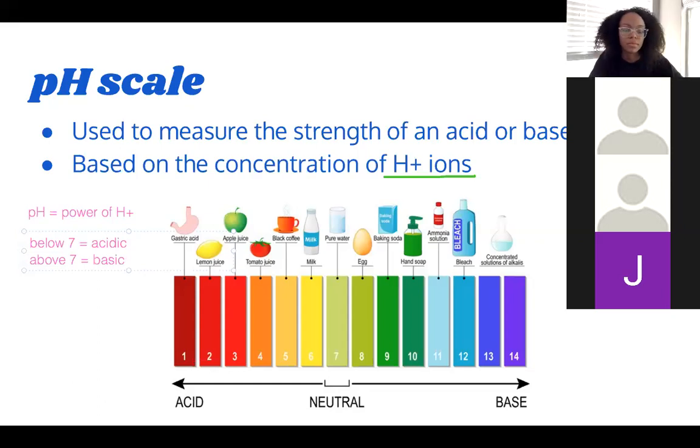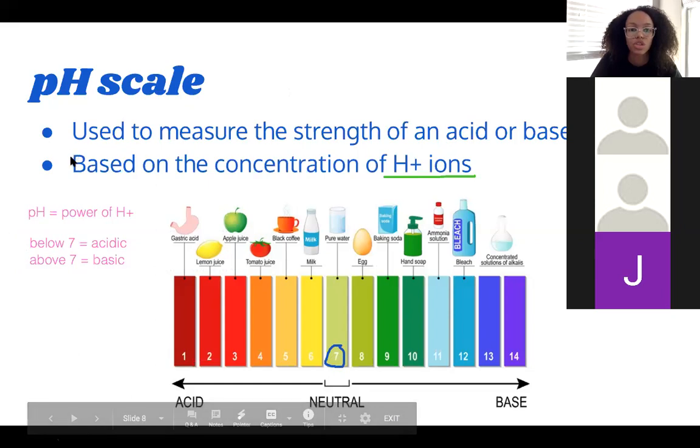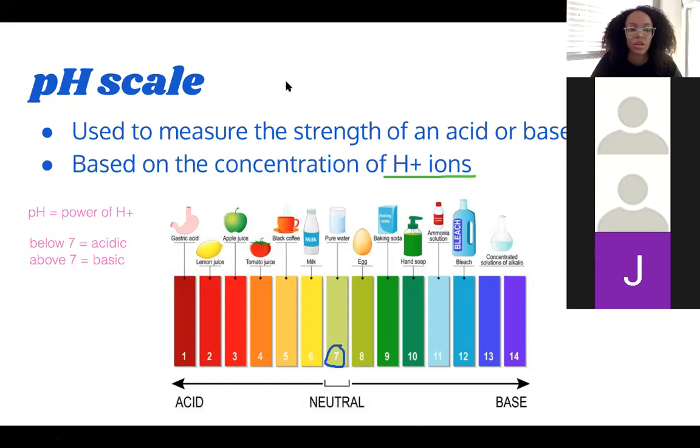Okay. All right. And then the important thing to know is the center. The center is neither an acid nor a base. The word we describe it as is neutral. So if something is 7, it is neutral. And the closer something is to 7, the closer it is to neutral, meaning we can say the weaker it is. So closer to 7 means that it is a weaker acid or base.